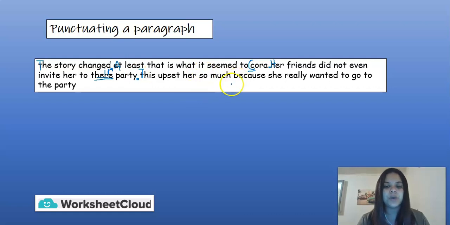This upset us so much because, comma before because, she really wanted to go to the party, full stop. So now we're going to read the sentences with the punctuation now that we've corrected. The story changed, at least that is what it seemed to Cora. Her friends did not even invite her to their party. This upset her so much because she really wanted to go to the party.